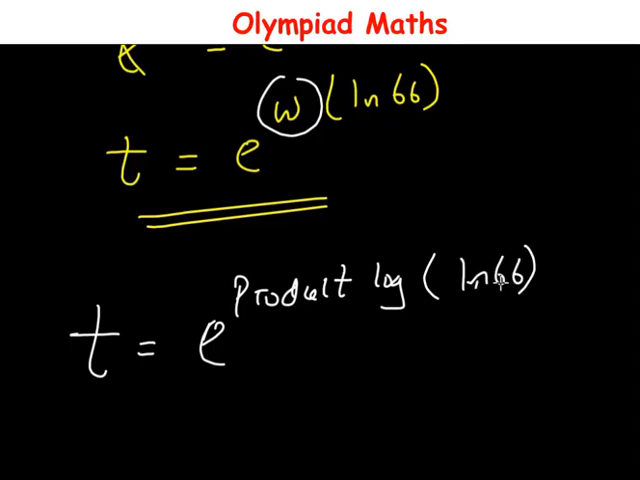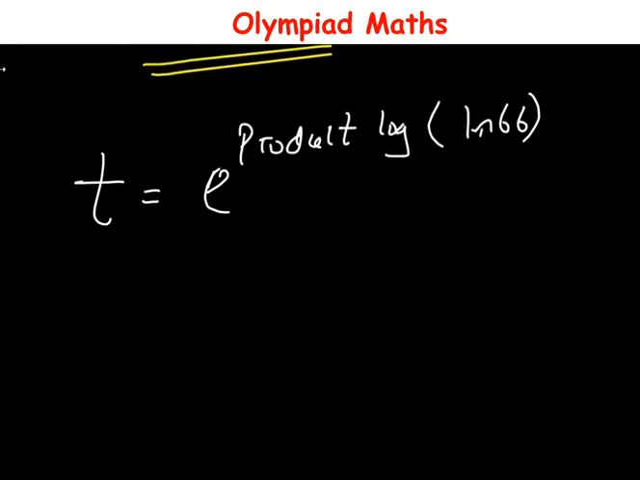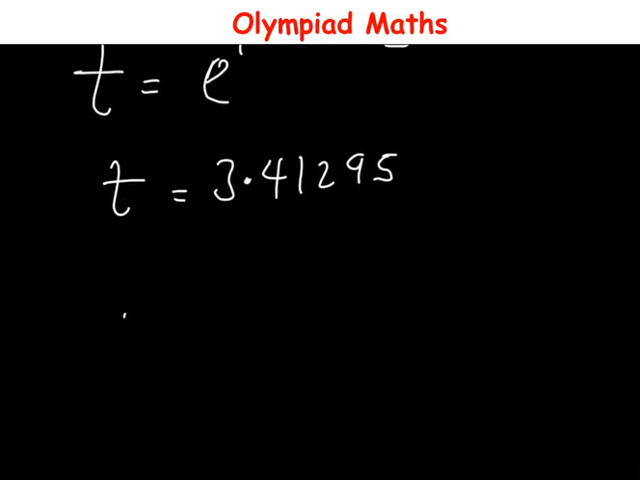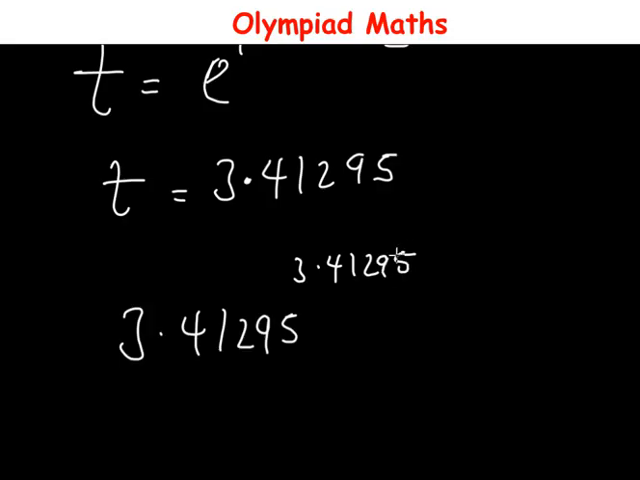If you press this in your calculator, what you will get as the value of t will equal 3.41295 in 5 decimal places. So this means that if you raise 3.41295 to 3.41295, you will approximately get the value to equal 66. So therefore, we have gotten the solution that will give us 66.